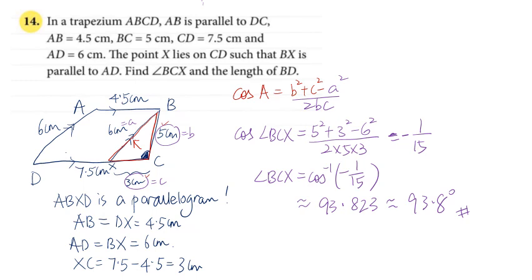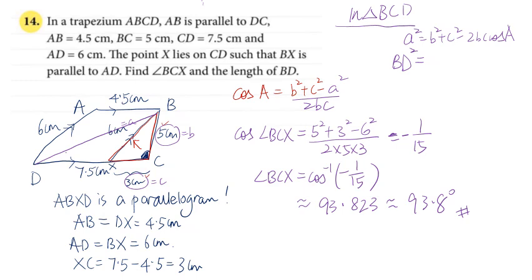Okay, so BD. We're going to use triangle BCD. Why use triangle BCD? Because we've found angle BCX. So in triangle BCD, we're going to use cosine rule. So BD squared. Let's write down the formula. The formula for cosine rule will be A squared equals B squared plus C squared minus 2BC cosine angle A. We're going to replace the actual name. The actual name is BD instead of A. So this is BD squared. Then the other two sides will be DC and BC, right? DC and BC.